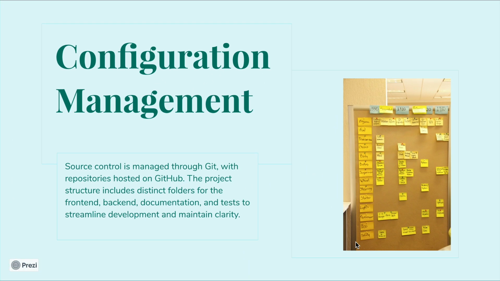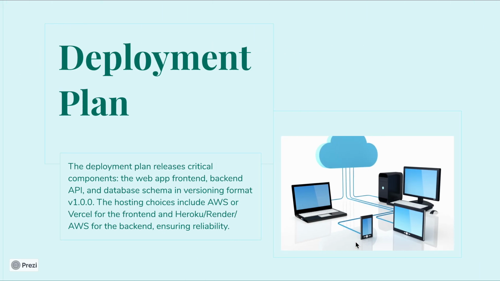Our project structure is organized and version controlled via GitHub. Front end for React, back end for the API, doc for documentation, and test for testing scripts. All goes through peer review. We use PRs to move changes from dev to main.